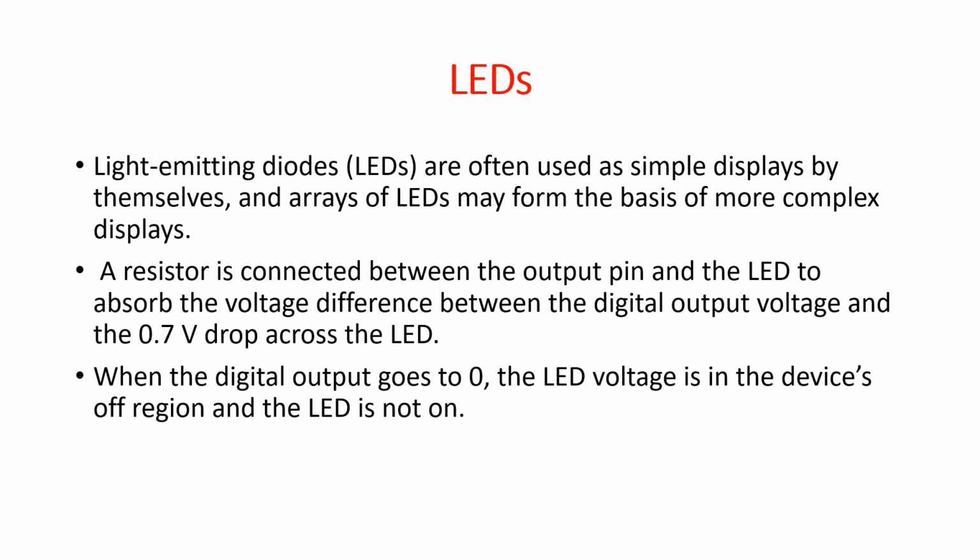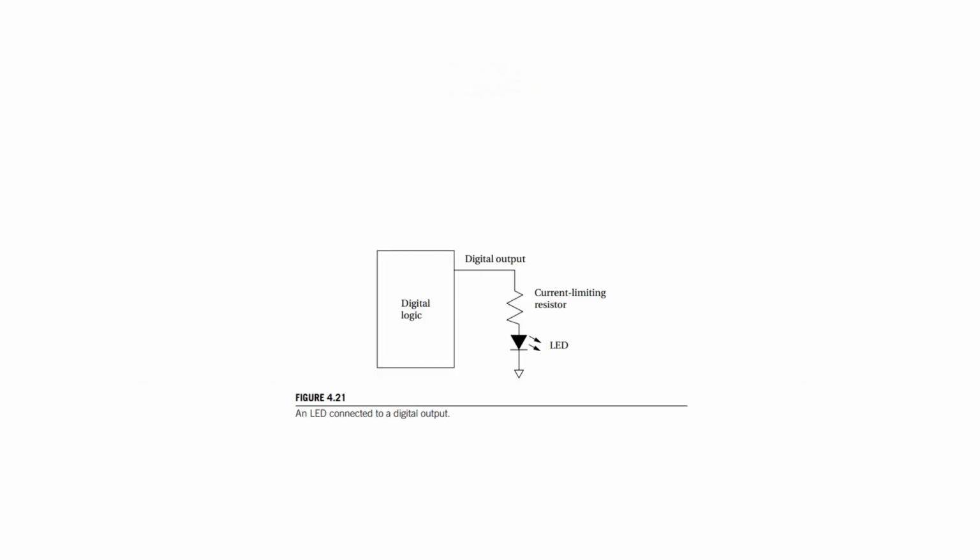The next one is LEDs. The light emitting diodes are often used as simple displays by themselves. The resistor is connected between the output pin and the LED to absorb the difference between the digital output voltage and the 0.7 volt drop across the LED. When the digital input goes to 0, the LED voltage is in the device off region and the LED is not in the on position. So this is the circuit diagram for interfacing the LED with the digital output.